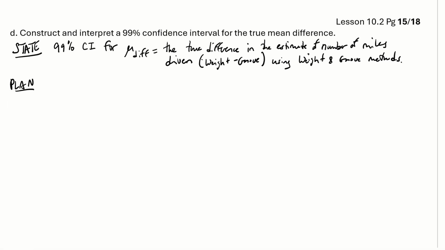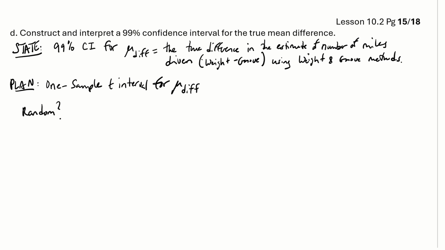So again, we stated that we're using a one sample, not two, because we're pairing the difference, right? We're doing pairs. One sample t interval for mu difference. Okay, so there's that. And then we're going to do the conditions.